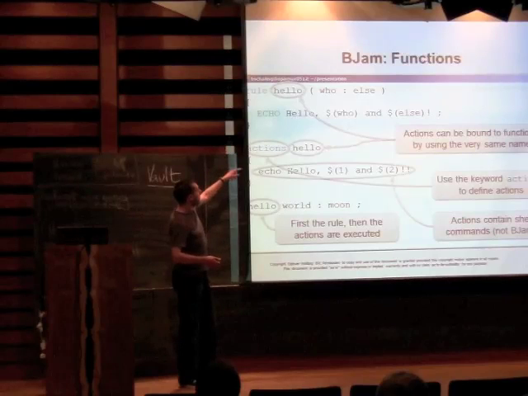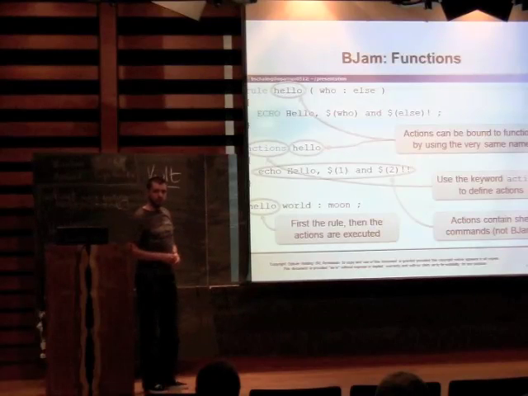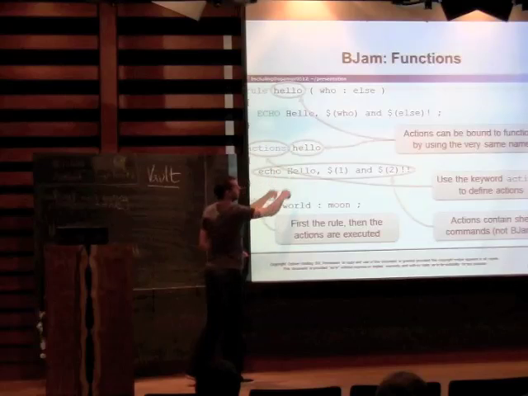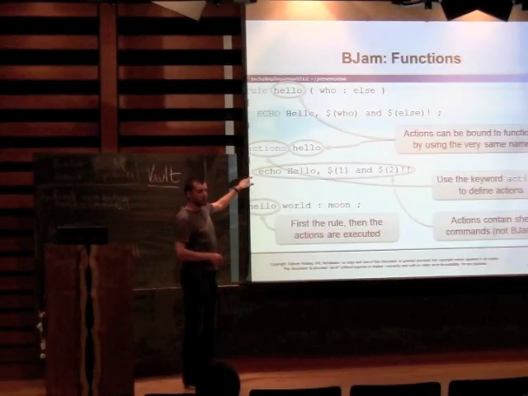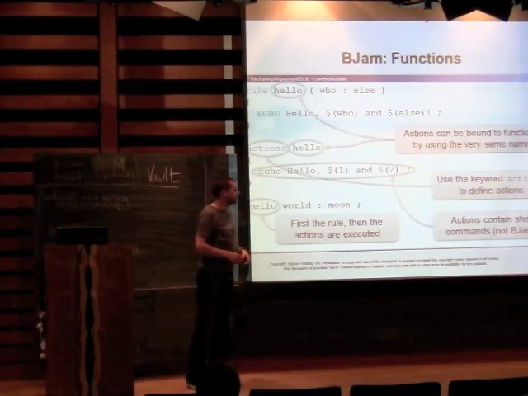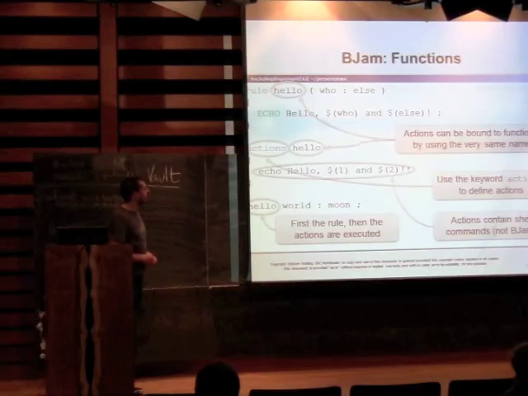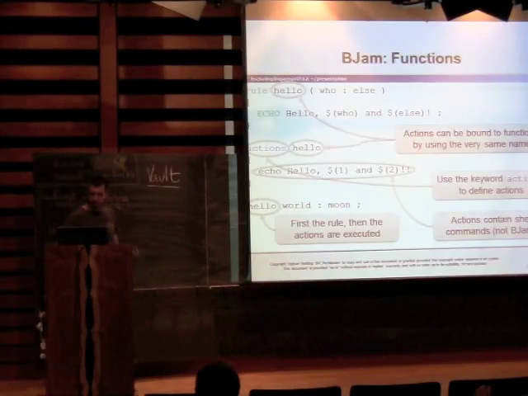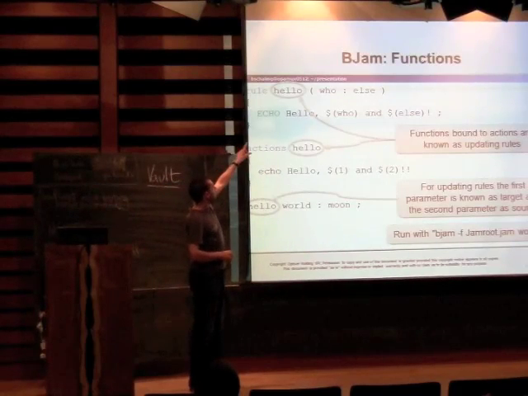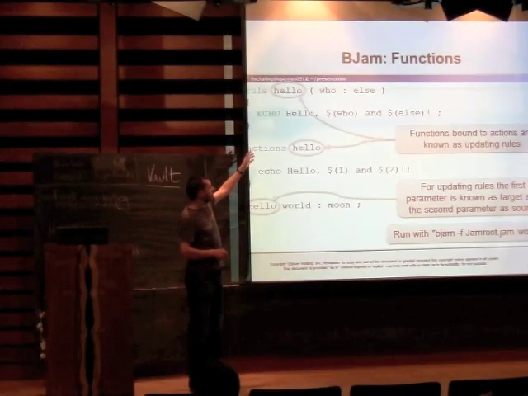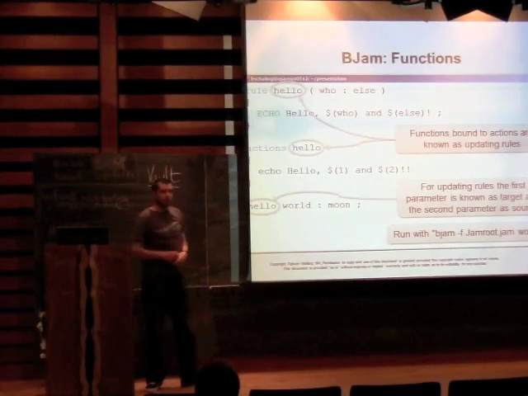So what's the difference between these two things? Here in the rule, you use the BJam programming language. So this echo thing, hello, who, and else, this is BJam code. And here, this action thing, you don't use the BJam programming language, you use commands which are executed by the shell. Now what you have here is called an updating rule. If you just have a rule and no actions, it's just a normal function. But if you have a rule and an actions and both use the same name, this thing here is called an updating rule.